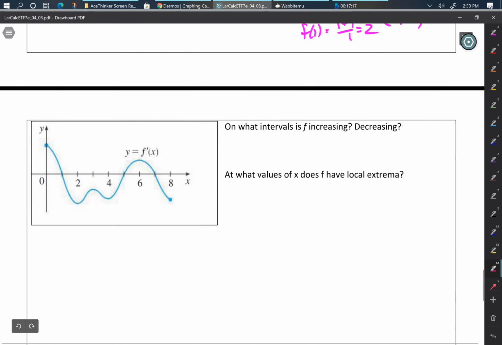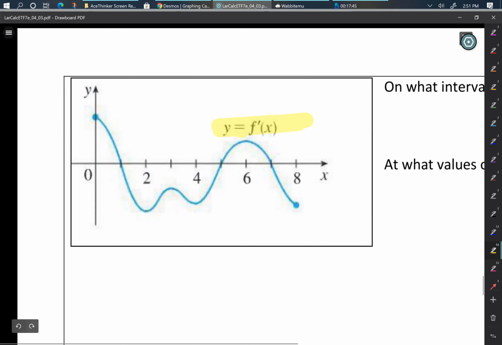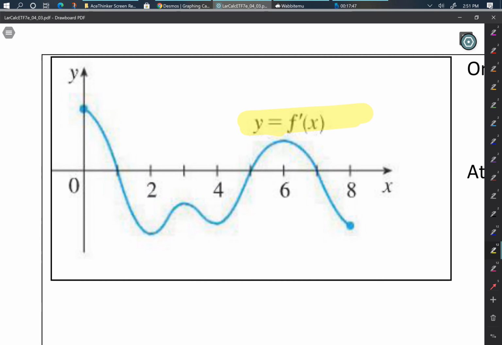All right, last problem. We have a graph here, and our question is, on what intervals is the function f increasing? And on what intervals is the function f decreasing? And at what values of x does f have any local extrema? But what I'm hoping you're seeing here is that this graph is not f. This graph is f prime. This is the derivative of f.